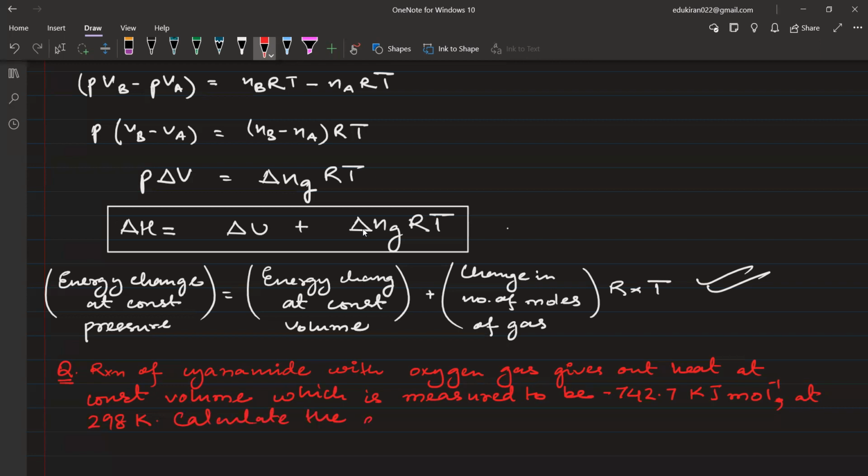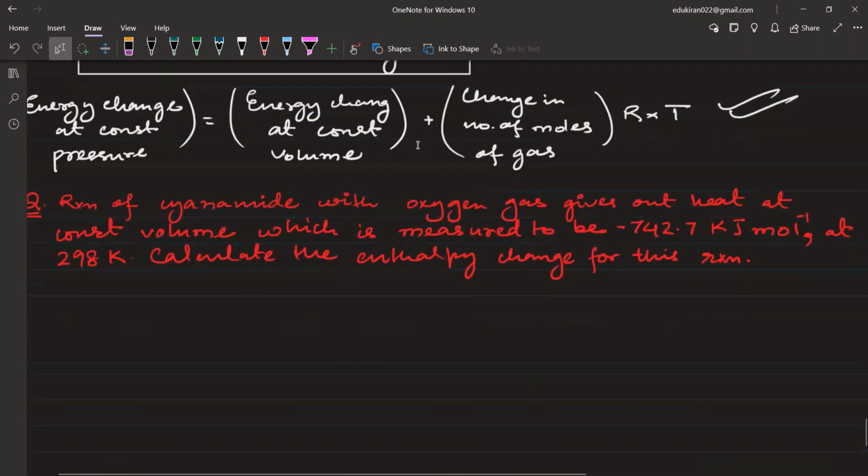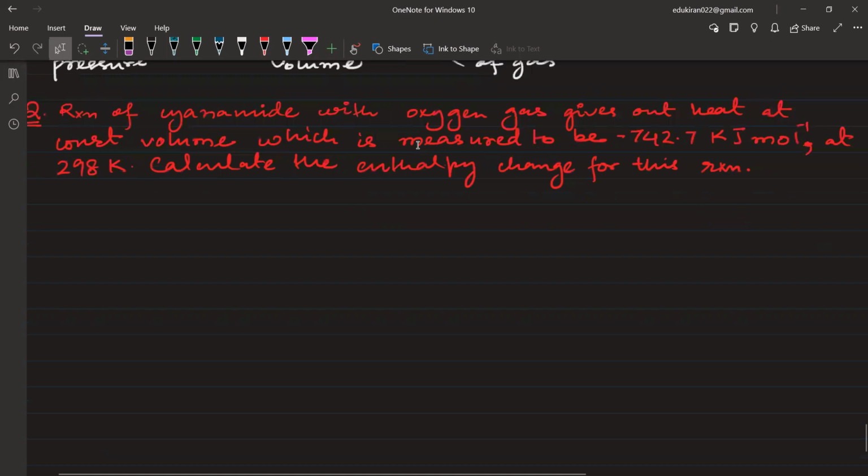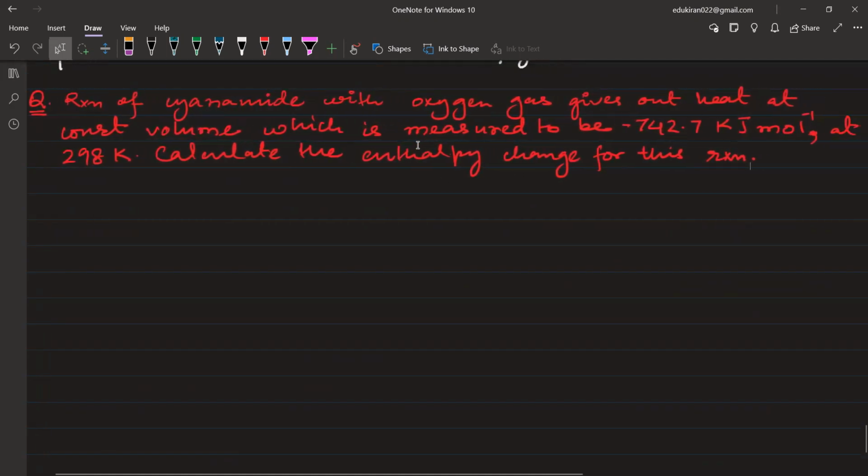Calculate the enthalpy change for this reaction. All of you wrote the question, tell me. Yes, sir. Okay, ठीक है.